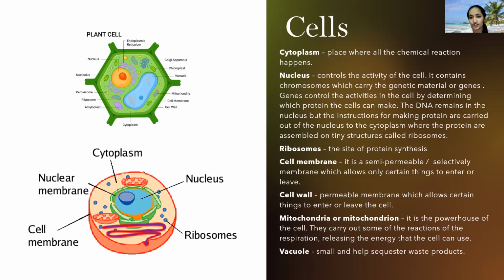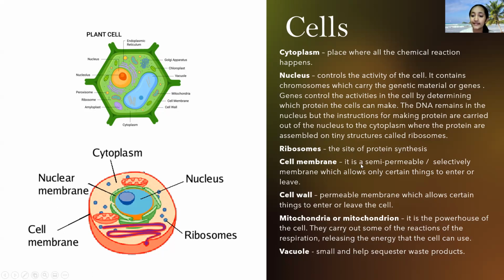Now let's talk about their functions. Cytoplasm is the place where all the chemical reactions happen. Nucleus controls the activity of the cell. It contains chromosomes which carry the genetic material or genes. Genes control the activities in the cell by determining which proteins the cells can make. The DNA remains in the nucleus, but the instructions for making protein are carried out of the nucleus to the cytoplasm, where the proteins are assembled on tiny structures called ribosomes. So what are ribosomes? Ribosomes are the site of protein synthesis. This is where proteins are made.